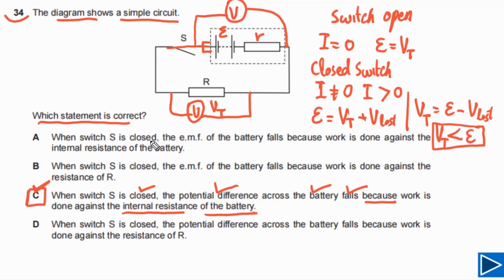If you look at option A, it is given to us when the switch is closed, the EMF of the battery falls because work is done against the internal resistance of the battery. The EMF does not change. So this one is wrong. If you look at the second option, the same is given to us: when switch S is closed, the EMF of the battery falls. No, the EMF remains the same, but the terminal potential difference decreases. Now, if you look at option B, when the switch is closed, the potential difference across the battery falls because work is done against the resistance R. This is false. This is wrong. So the answer for this one is C.